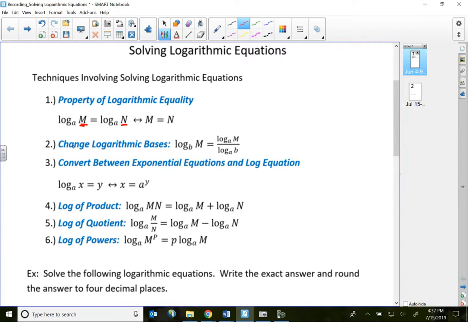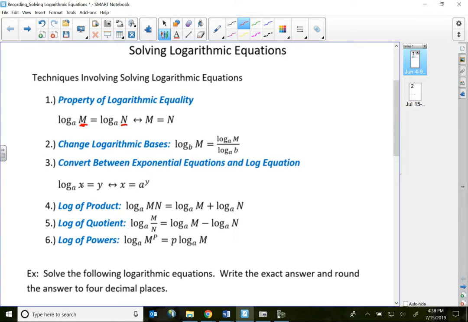All right, I bring this one back, the changing of logarithmic bases. Sometimes we might have to use this one to help us solve equations. Next, converting between exponential and logarithmic equations. We talked about this one before. Rather than solving it from the logarithm perspective, we can convert it into exponential.